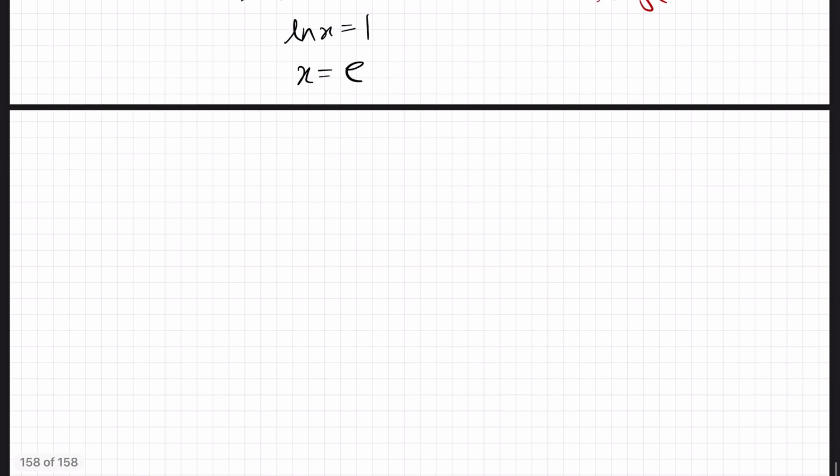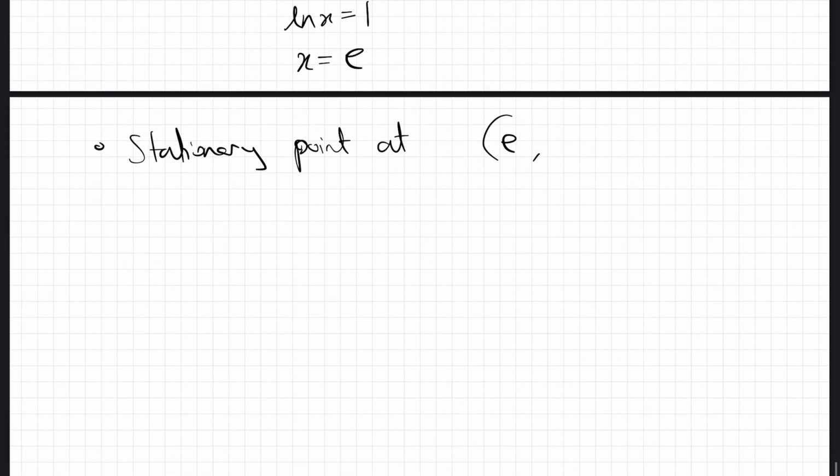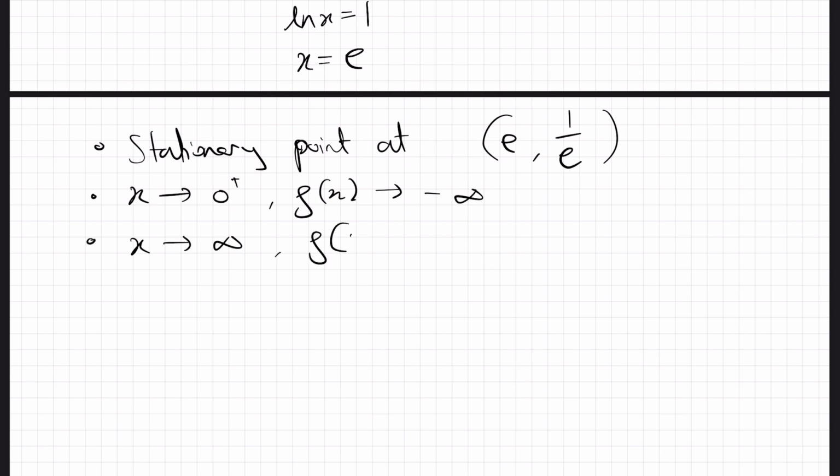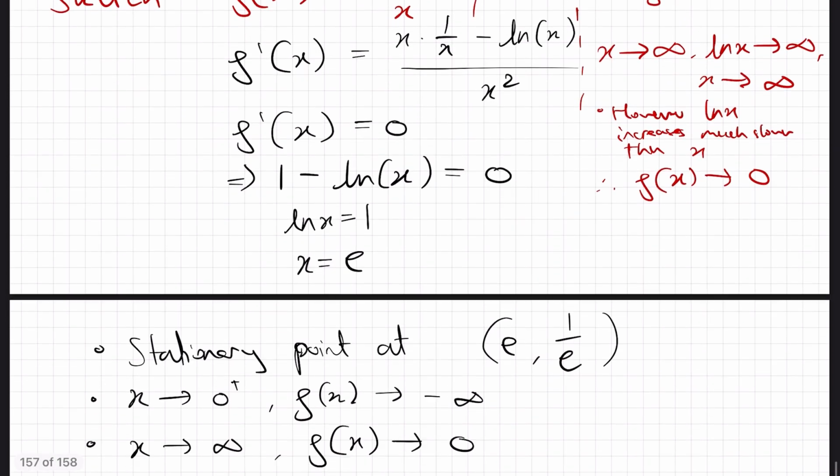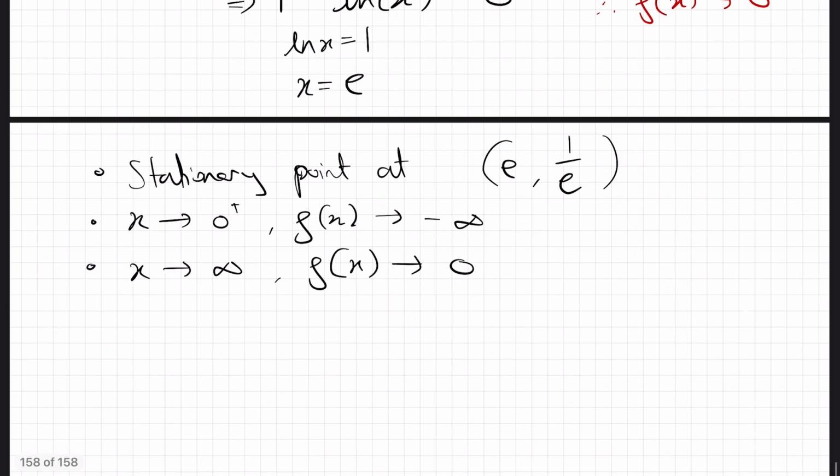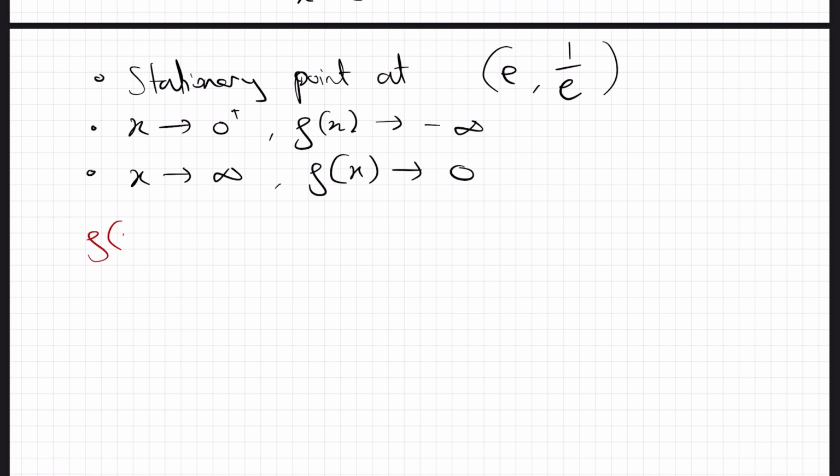So now we have this data. We know that there's a stationary point at x equals e, and the y coordinate of this is just going to be ln e over e, which is just going to be 1 over e. We know that as x goes to 0 plus, or 0 from the right side, f of x goes to minus infinity. And we know as x approaches infinity, f of x approaches 0. The last thing we might want to work out is any roots. So let's just solve f of x equals 0.